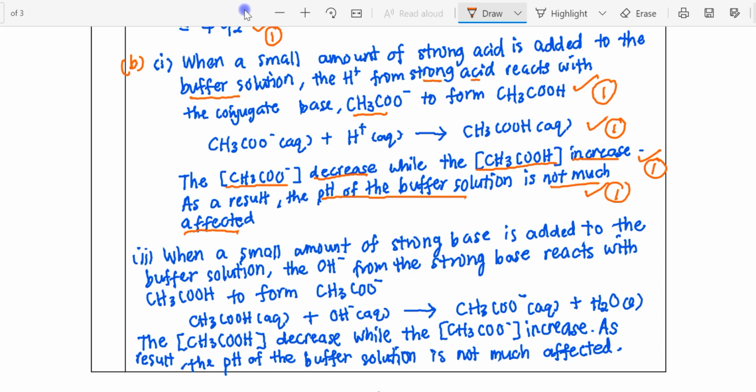1 mark. For the second case, when a small amount of strong base is added to the buffer solution, the OH minus from the strong base reacts with the weak acid to form conjugate base. This is 1 mark. Next, write the equation involved, and then the result here: the concentration of weak acid decreases, the concentration of conjugate base increases, so the pH of the buffer solution is not much affected. This is 1 mark, the concentration 1 mark.